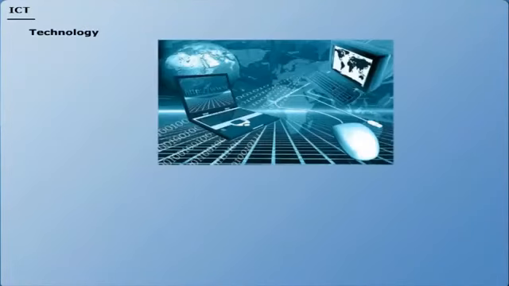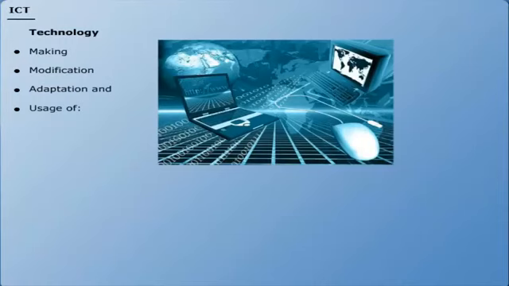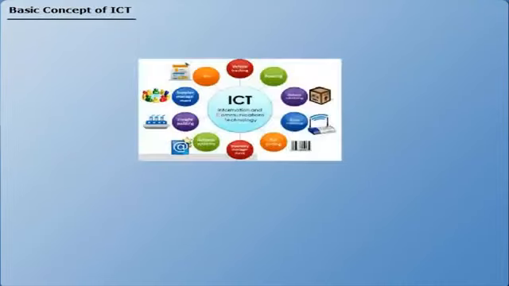Technology. Technology is generally defined as making, modification, adaptation, and usage of tools, techniques, systems, or machines for the purpose of solving problems or achieving goals in a less time period. After defining the term information and communication technology, it will be good to briefly describe the basic concept of ICT.